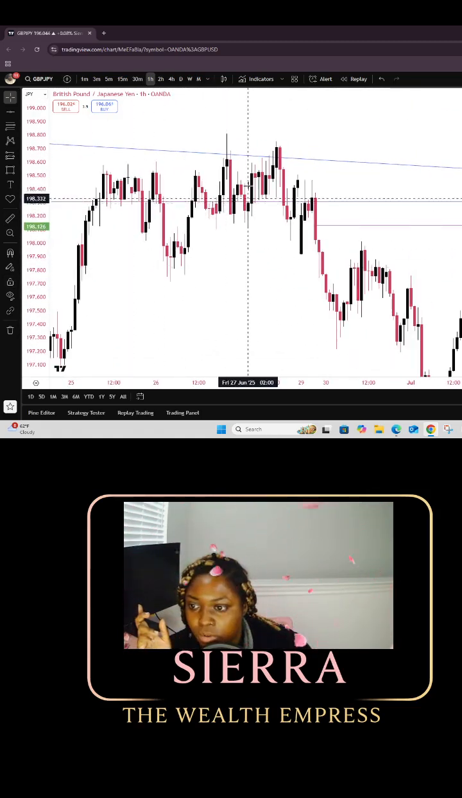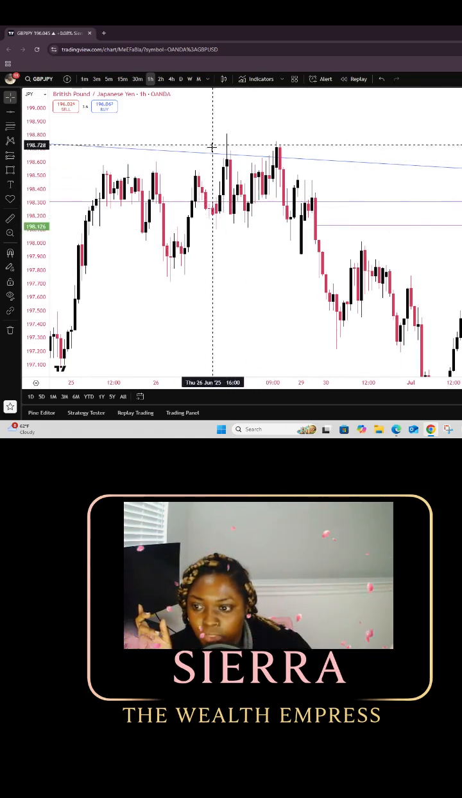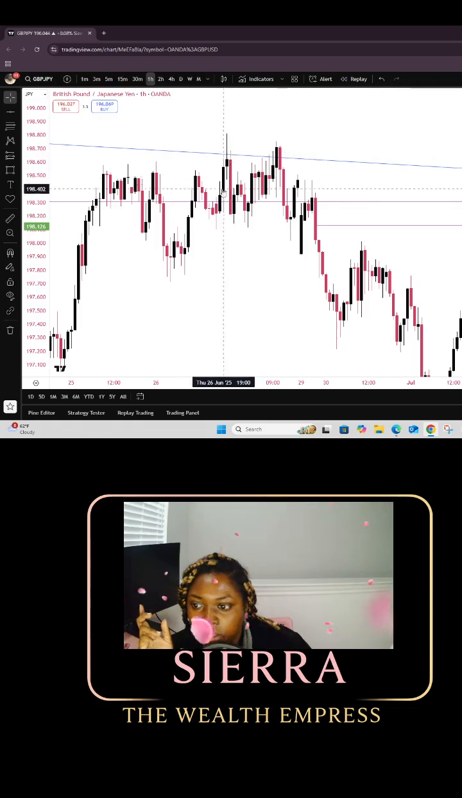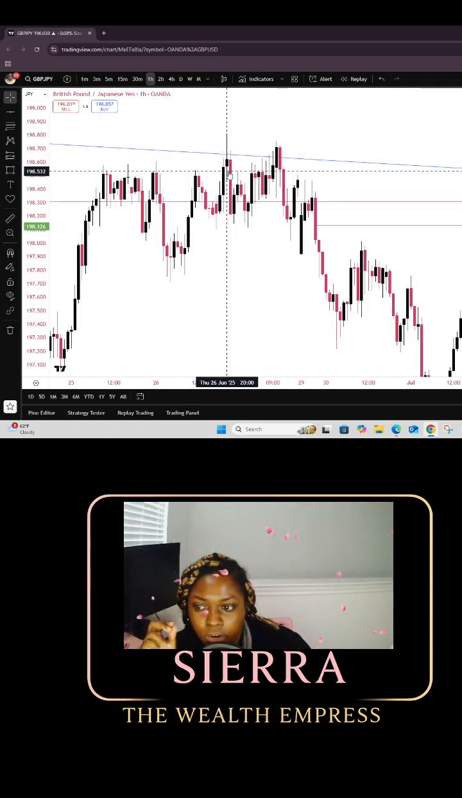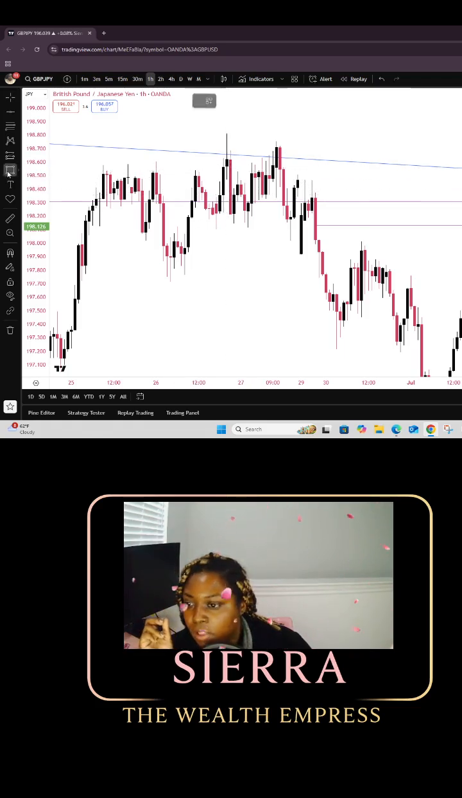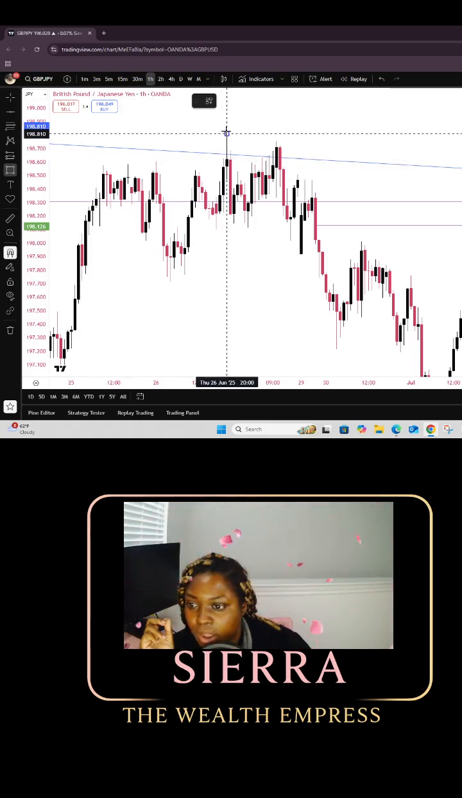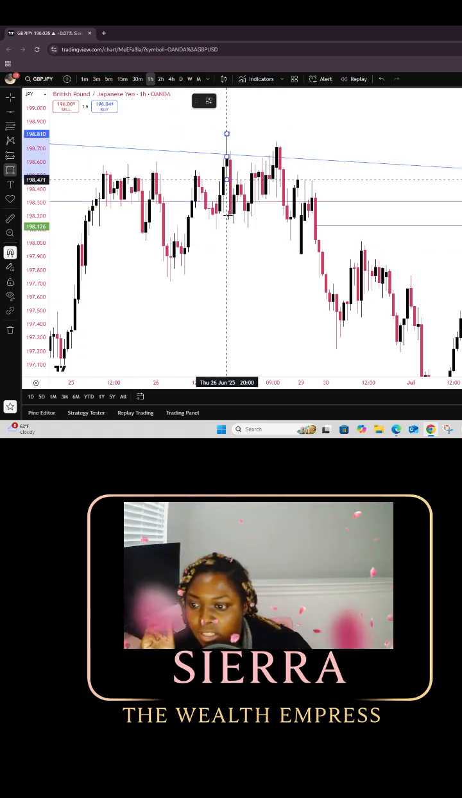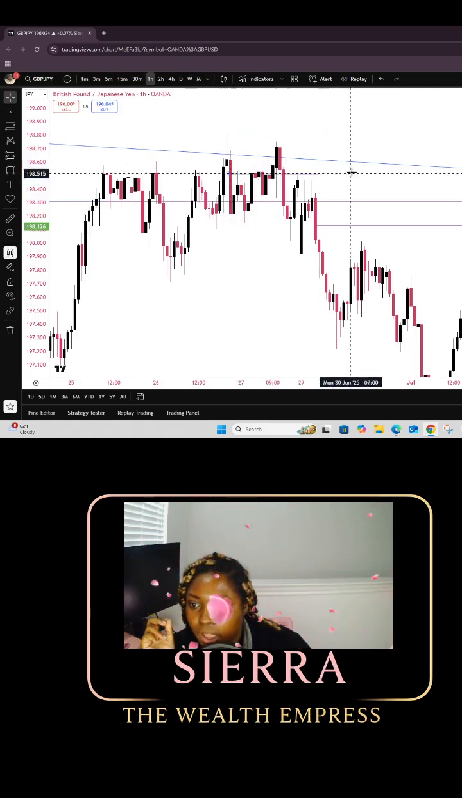Price came to my zone and I got an evening star. This was my first price action signal. Okay. This bullish candle, this doji, this bearish candle. Majority of these price action candlestick patterns, I'm looking for price to come back to 50%. Okay.